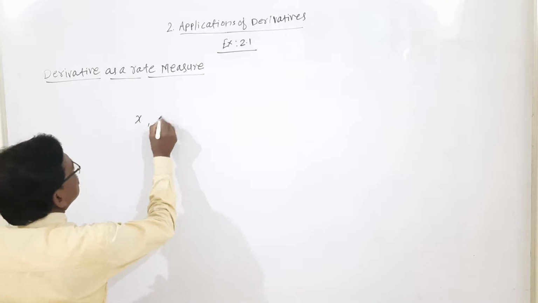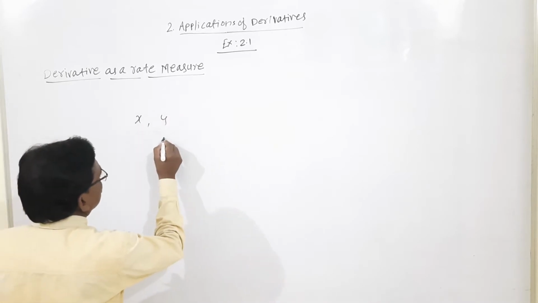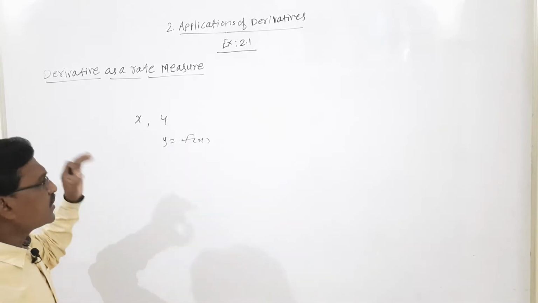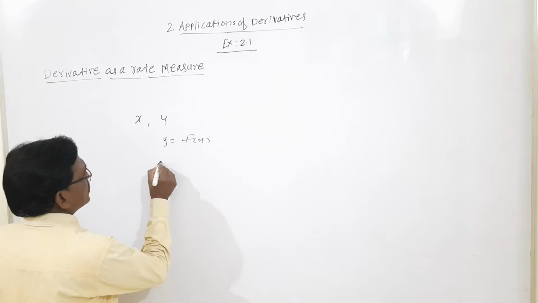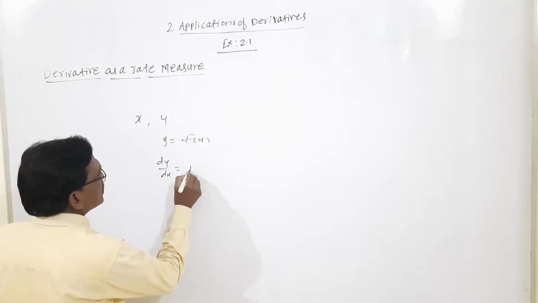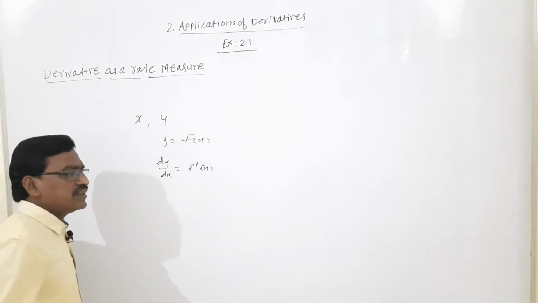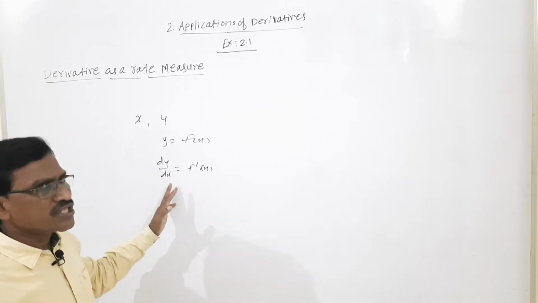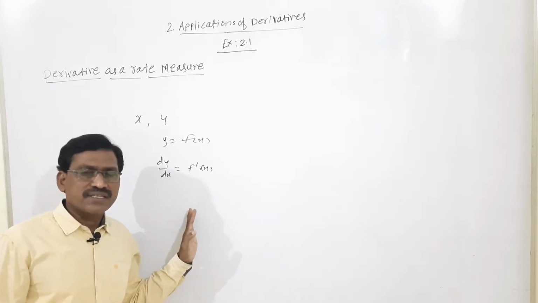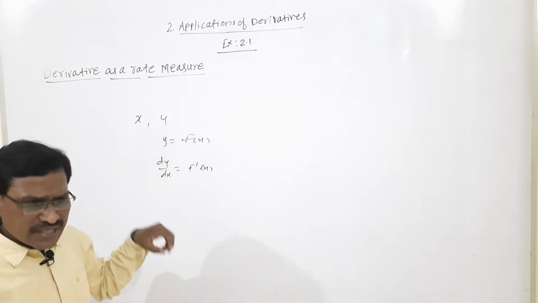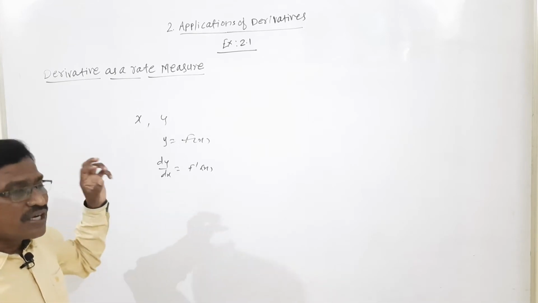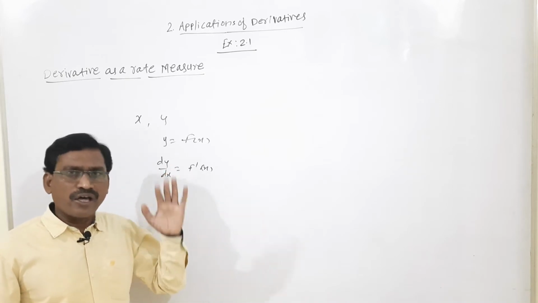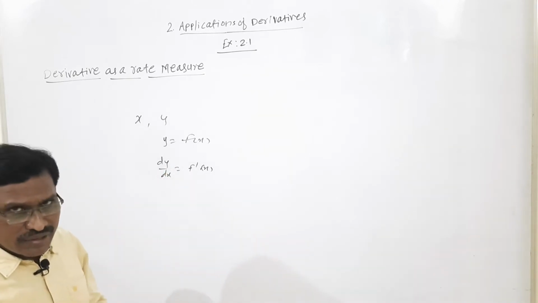Suppose we are given x and y with the condition y equal to f of x. So rate measure means we have to find the derivative of y with respect to x. Therefore dy by dx is equal to f dash x, and this is the rate of change of y with respect to x. It means we have to find the derivative of one variable with respect to another variable in rate measure.